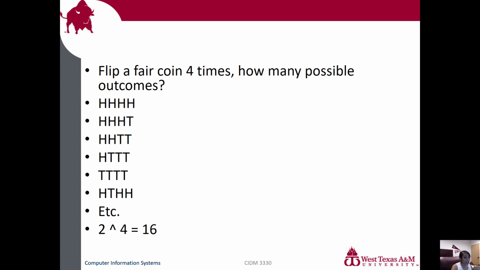Well, again, we can use k to the n power. So how many possible outcomes in one coin flip? There's 2. You either get a heads or a tails. And then I flip it 4 times. So 2 to the 4th is equal to 16. So what's the probability that I would get 4 heads in a row? Well, that's 1 out of 16.